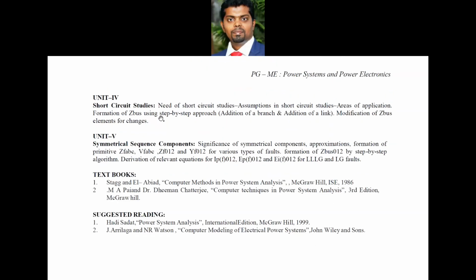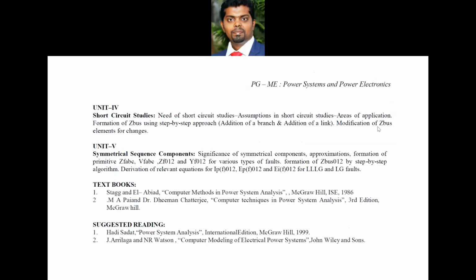Coming to the fourth unit, you might have come across short circuit studies already in your UGs. In the short circuit studies, what is the formation of the Zbus matrix? Next, the step by step approach, addition of a branch. In the formation of the Zbus matrix, one branch we are adding. So how to frame the matrix for that, and if you are adding a link, how to make that matrix, that we are going to analyze. Next, what are the assumptions made in the short circuit analysis?